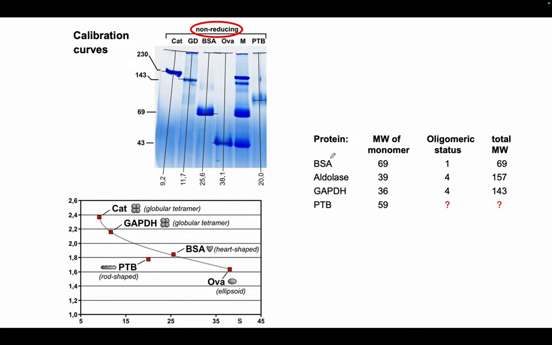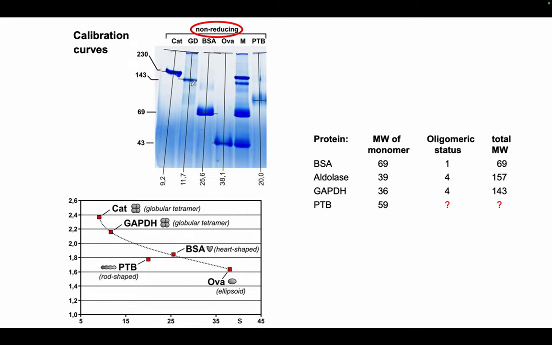Okay? Now we can run BSA, which is a monomer itself and has a molecular weight of around 70 kilodaltons. So you can see that here. But consider another protein called GAPDH. It has a molecular weight of 36. So if I run this on a normal SDS PAGE gel, I will get a band at 36 kilodaltons. But when I run GAPDH on this gel, I am not getting any band here. There's no band at 36 kilodaltons.